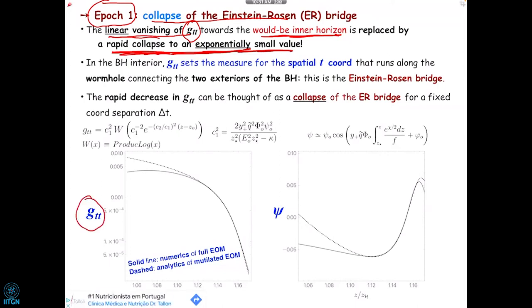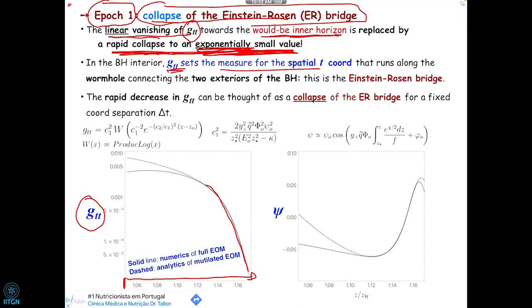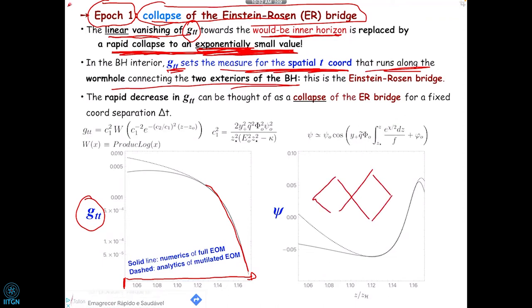And this is what I'm plotting here. We see GTT. We cross here the event horizon. We are approaching the would-be Cauchy horizon. And what happens is that we see that GTT is going to zero exponentially fast instead of linearly. We call this collapse to exponentially small value of GTT the collapse of the Einstein-Rosen bridge. Basically GTT sets the measure for the spatial coordinate that runs along the wormhole that connects the two exteriors of the black hole. So when I have my black hole, like here, I have the two exteriors of the black hole, this one and this one, and then I have here my wormhole region or the Einstein-Rosen bridge. So the rapid decrease of GTT can be thought of as a collapse of the Einstein-Rosen bridge, okay?